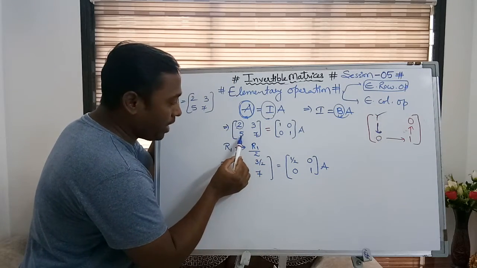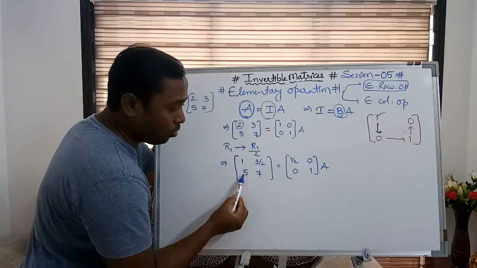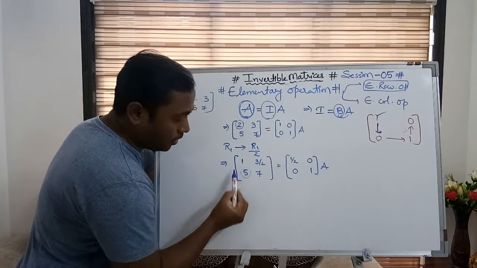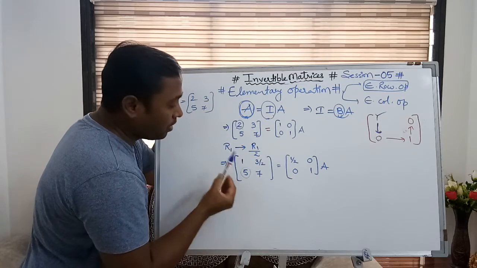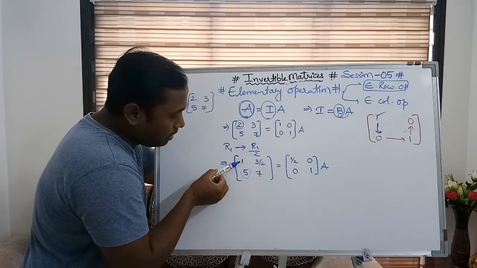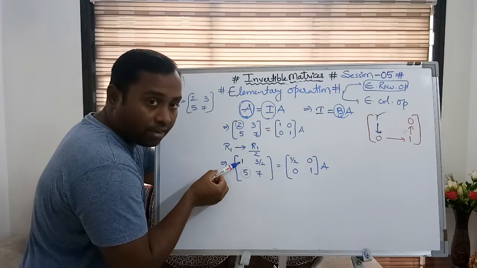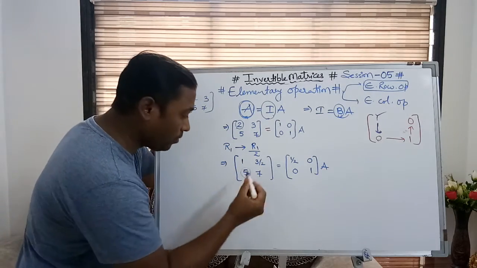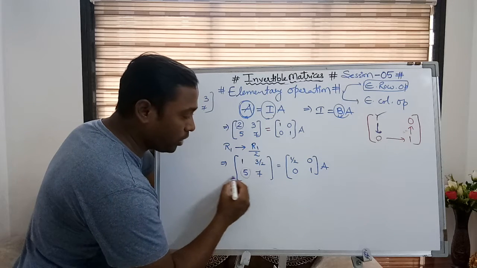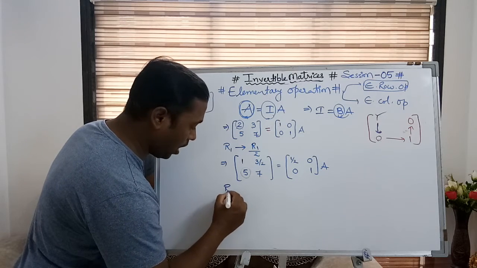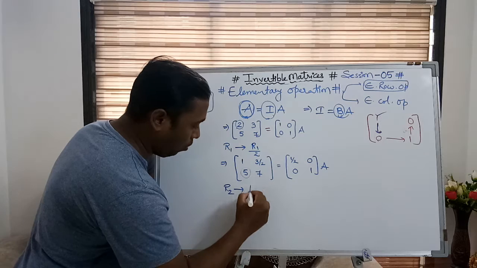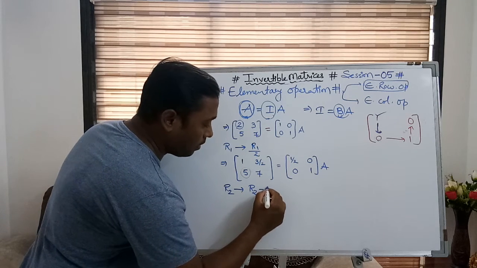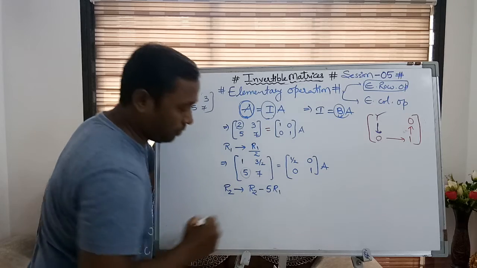Now how can I make 0 here? You are looking here, not here, now here. I want 0 here. How can I make this 0? Simply by multiplying the first row by 5 and subtracting that value from R2. So I am writing the operation. I am going to change R2. How is R2 going to change? R2 minus 5 times R1.